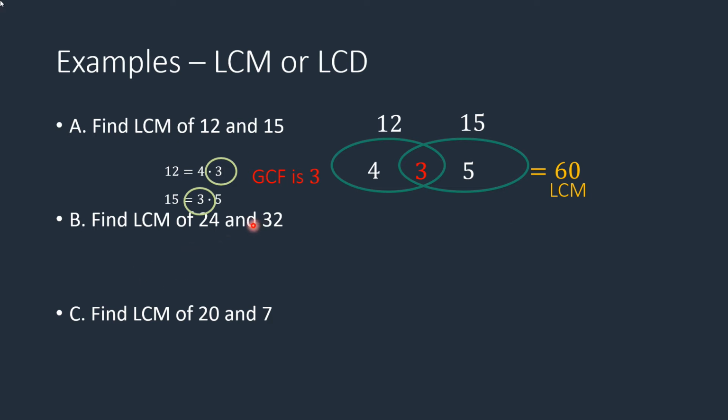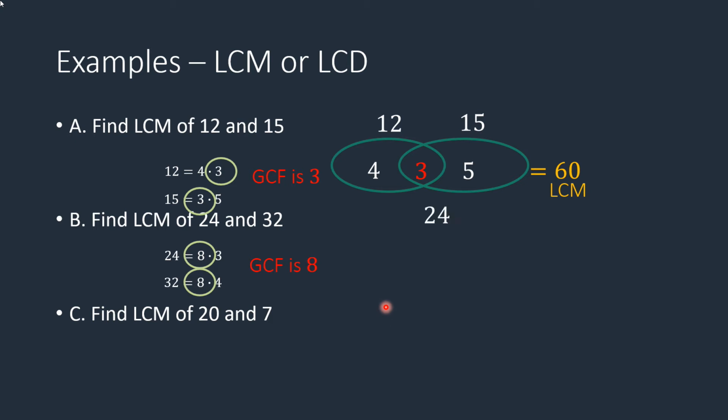Let's look at 24 and 32 and do a factorization. I'm not calling these a prime factorization because we're not necessarily breaking up into prime numbers, but just enough so that we can see what they have in common. So 24 is 8 times 3, 32 is 8 times 4. They have the 8s in common, so their GCF is 8.